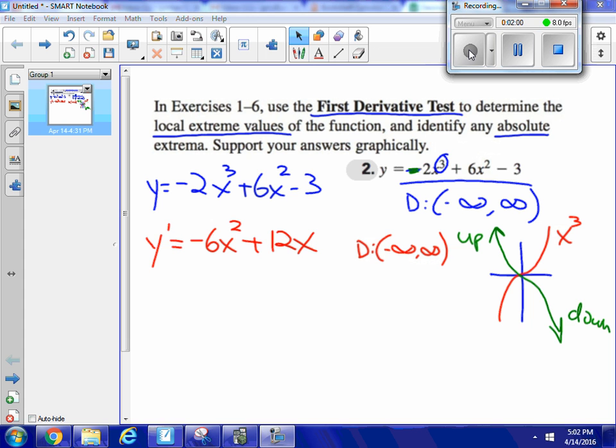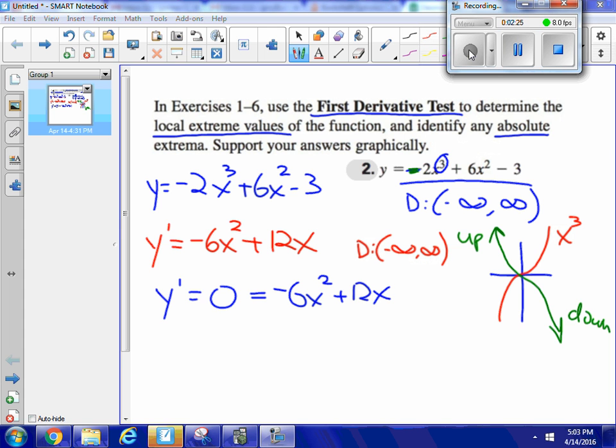So again, just something I want to keep in my head. Since the domain is all real numbers, the derivative exists at all real numbers throughout the entire number line. So the only place that I am going to have a critical point is where my derivative is equal to 0, and that'll also be a stationary point. So 0 equals negative 6x squared plus 12x.